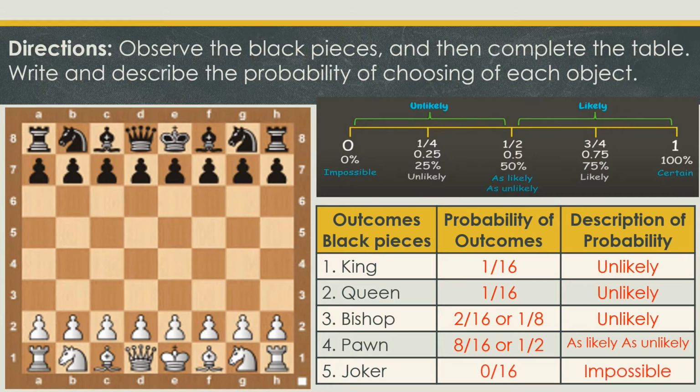And number 5, joker. There is no joker, so the probability of outcomes is 0 out of 16. The description, impossible to happen.